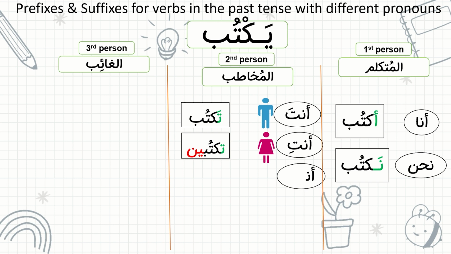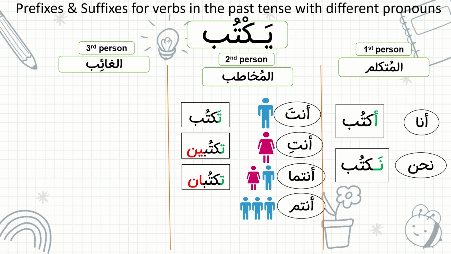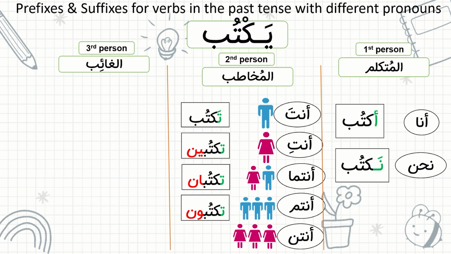With أنتما for dual, it will be تكتبان. The prefix will be تاء and the suffix will be ألف ونون. With أنتم for the plural of males, it will be تكتبون. Prefix will be تاء and the suffix will be واو ونون. With أنتن for plural females, it will be تكتبن. The prefix will be تاء and the suffix will be نون.